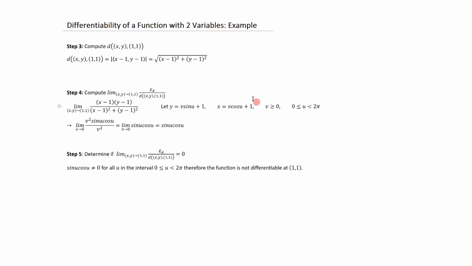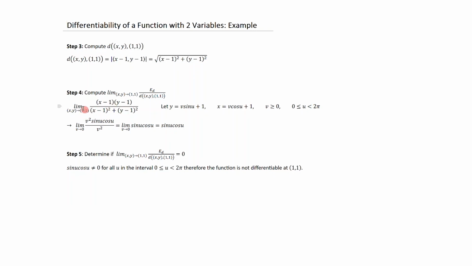Next step is to compute this distance. This distance would be just the norm, which is the square root of (x minus 1) squared plus (y minus 1) squared. And now we divide these two, and by dividing these two, those two square roots that appear in the denominator end up just giving you (x minus 1) squared plus (y minus 1) squared. And so we have to evaluate this limit, and if the limit goes to 0 for all possible cases, then we know the function is differentiable.